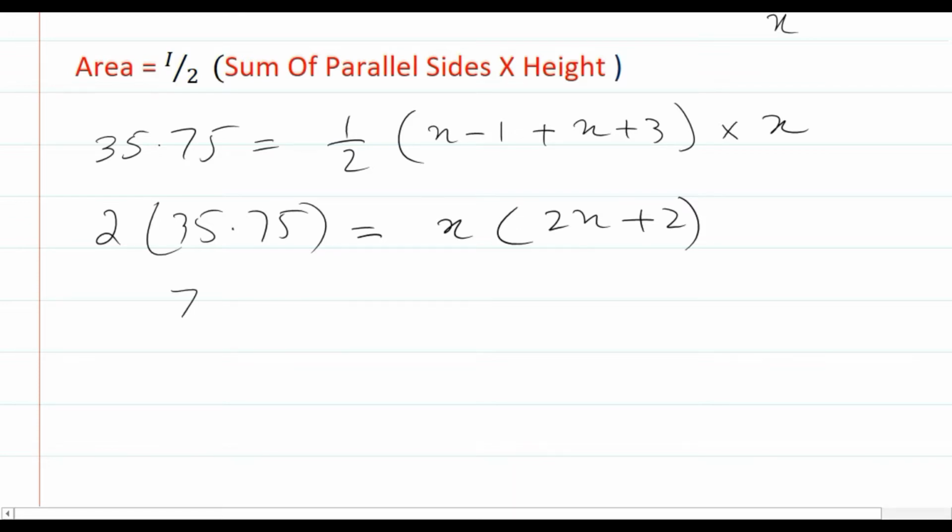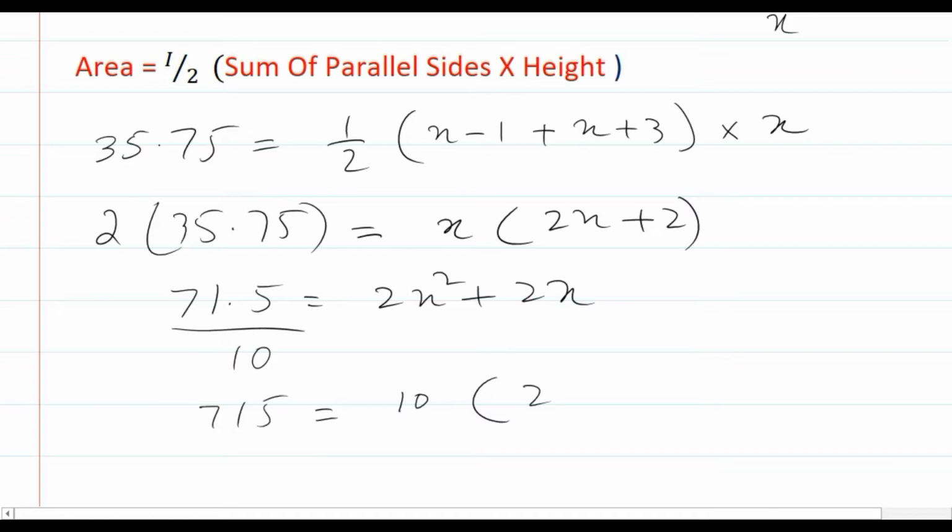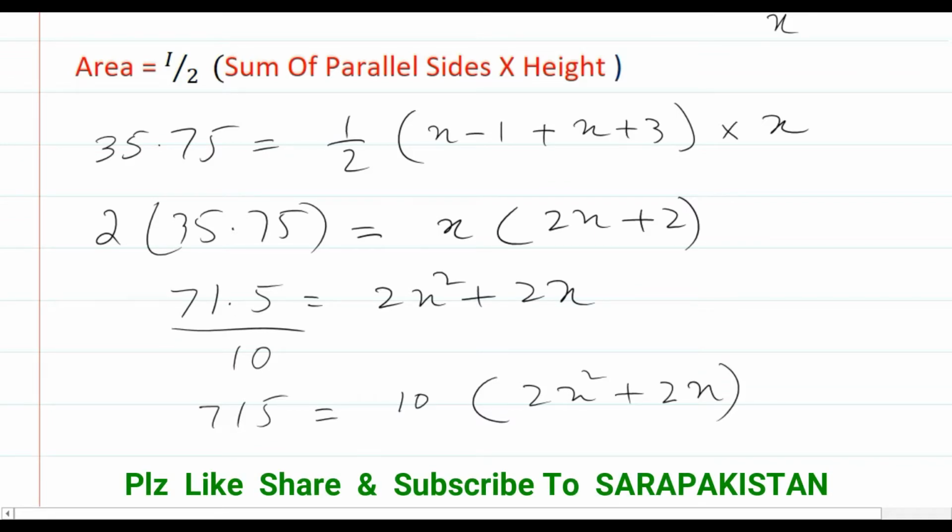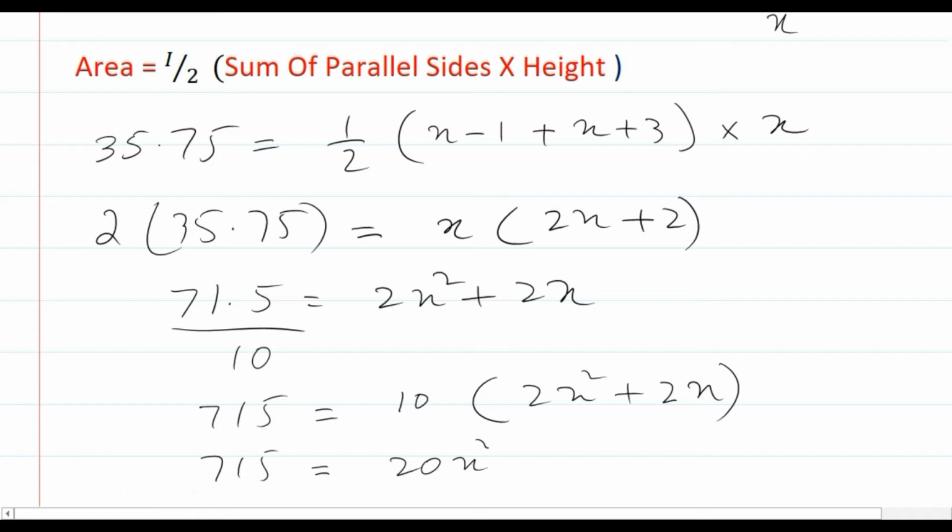Now 71.5 equal to 2x square plus 2x. Remove this decimal and you are left with 715 equal to 10 times 2x square plus 2x, and 715 is equal to 20x square plus 20x.